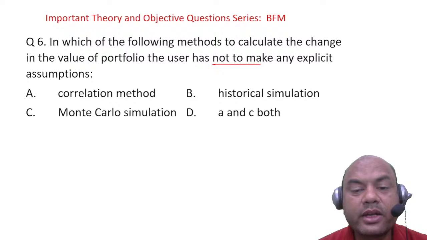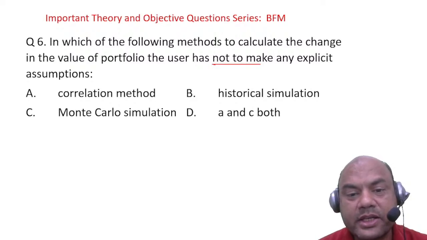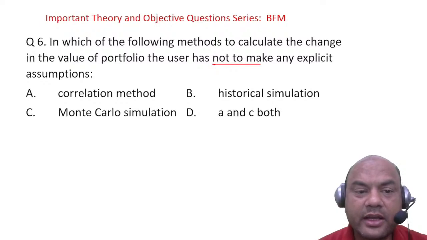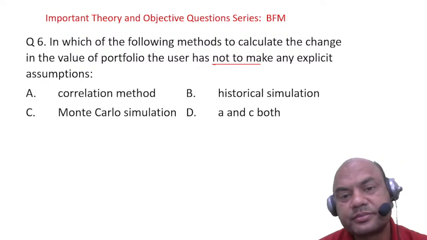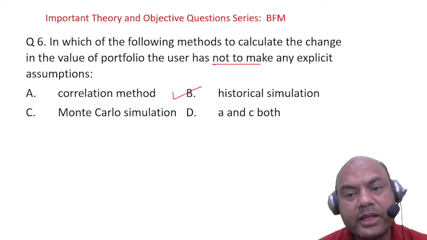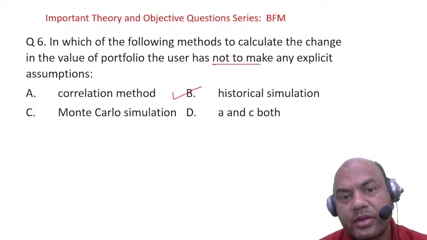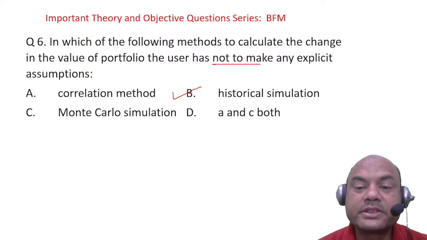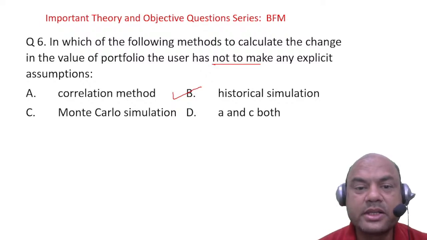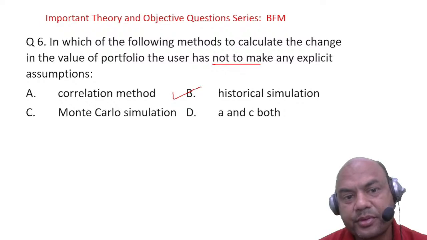Many of you have the tendency of typing A and C. So the answer is not that. Remember, A and C both is not the answer. Either A, B or C. But now we are talking about only facts, no assumptions. So no assumptions is a part in history. In history, do you make any assumption? No, right? So B is historical simulation. This is the answer. In historical simulation, the user does not have to make any explicit assumptions.